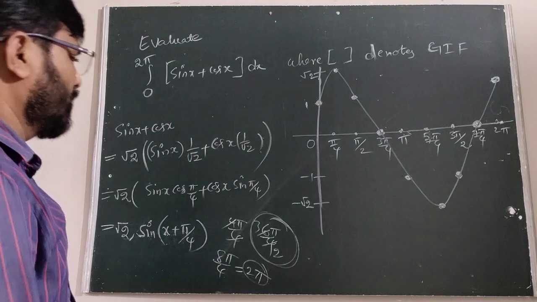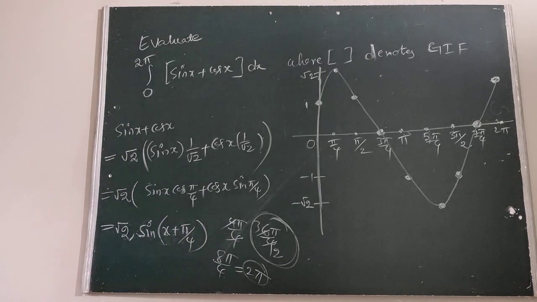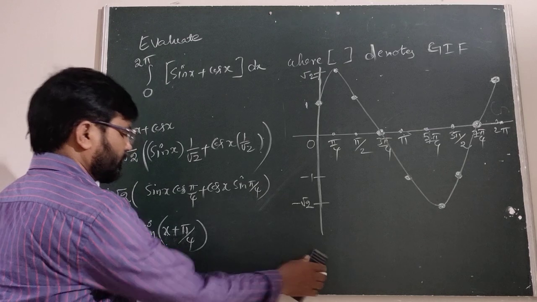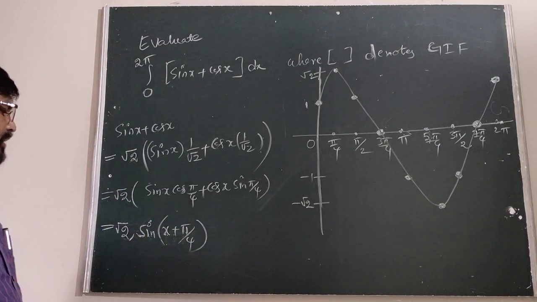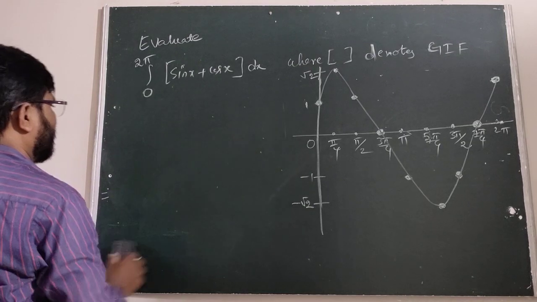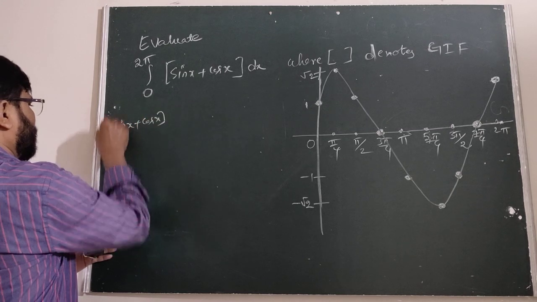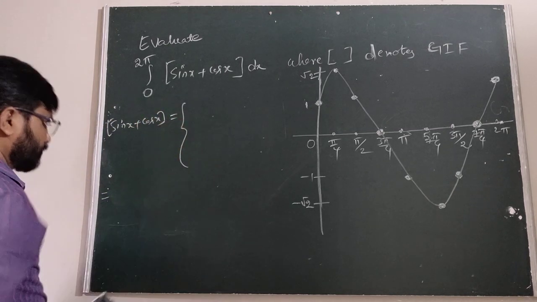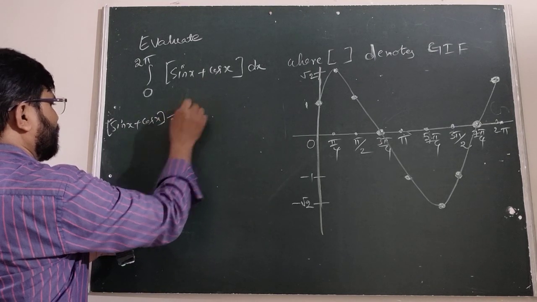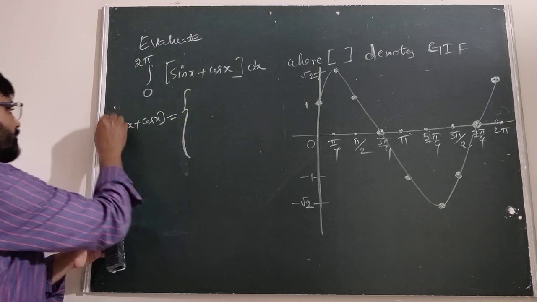Now all of you listen, here is the step function. Therefore, now we can write sin x plus cos x as root 2 into sine of x plus pi by 4. Now we are taking the step of sin x plus cos x, that is, the integral, the greatest integer function, step of.